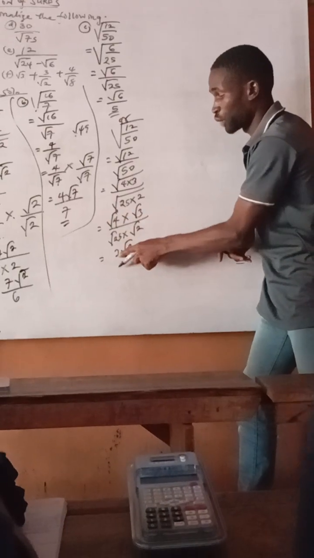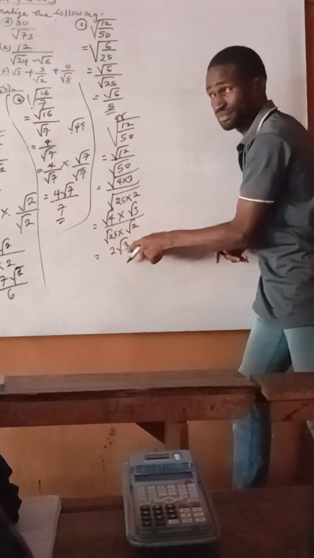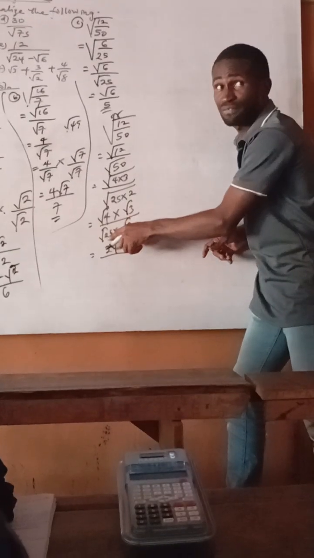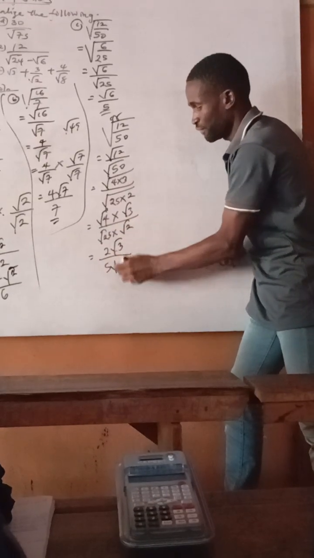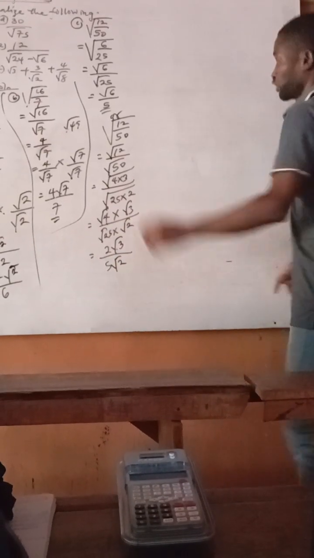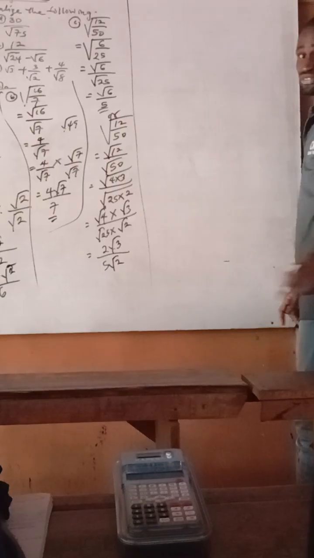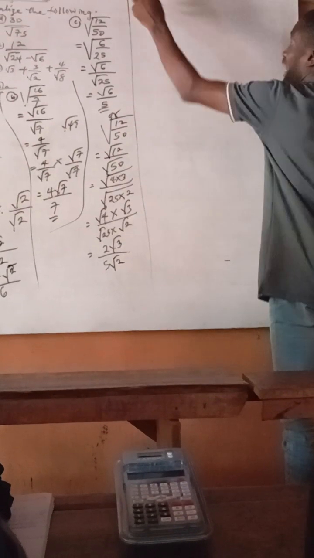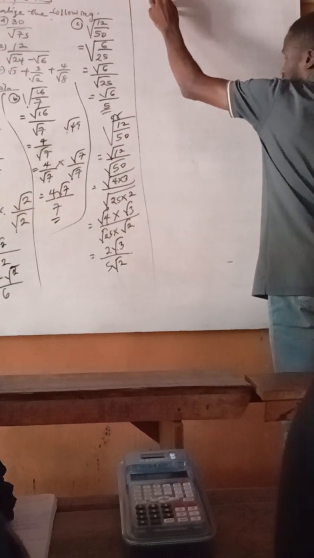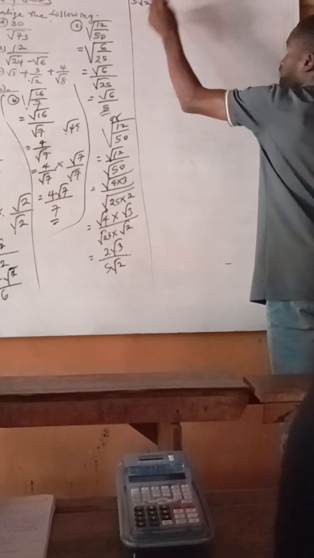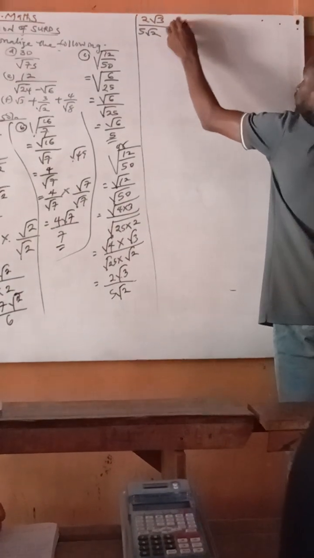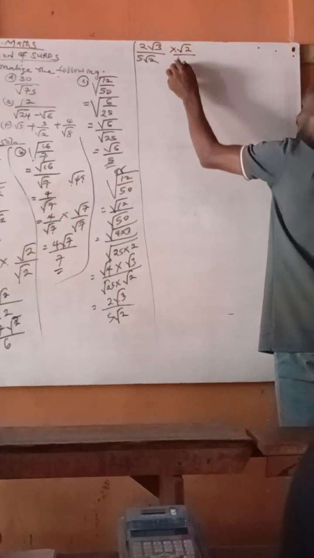Yes. Square root of 4 is 2, yeah? Yes. 2 times this one is 2 root what? 3. Alright, let's go. Square root of 25? 5. So 5 root 2. Is it 5 root 2? Yes. So at this junction, we are going to rationalize. Now, look at it here. I will say 2 root 3 all over 5 root what now? Now, because of this root here, we are going to multiply both up and down.